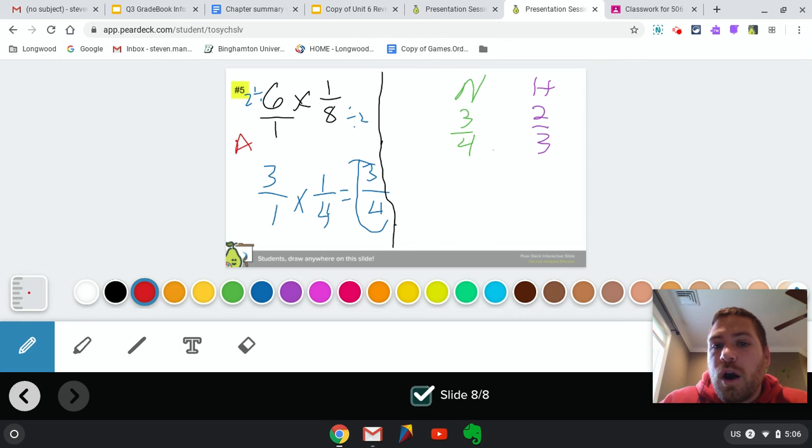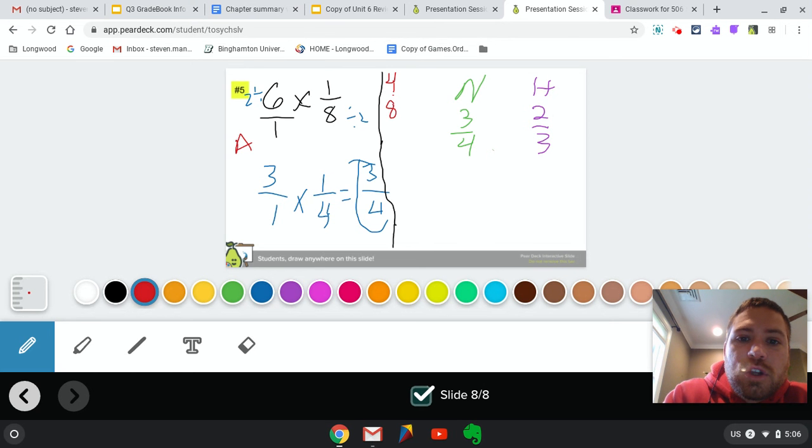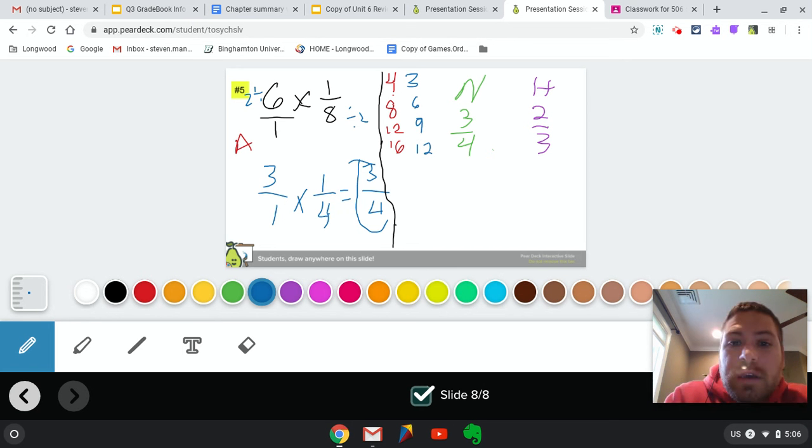So remember we said, we're going to take each denominator and skip count by that denominator, or find the multiples of it. And we're looking for the smallest multiple they both have. So I'm going to skip count by 4s. 4, 8, 12, I'm just going to skip count a little bit more. 16, and then I'm going to do the same thing for 3s. So 3, 6, 9, 12. So I stopped because here is the first one that they both have in common, 12. And that's what we're using for our denominator.